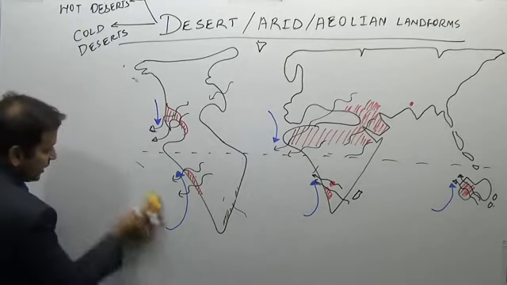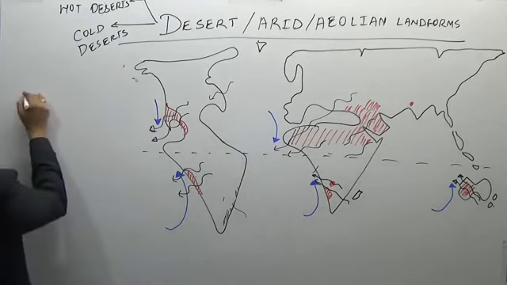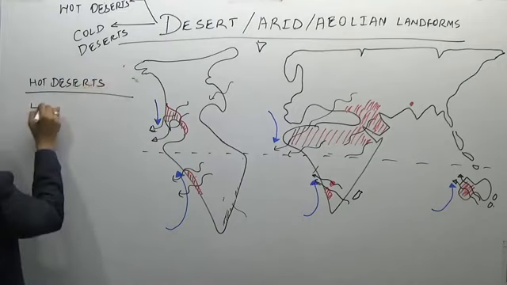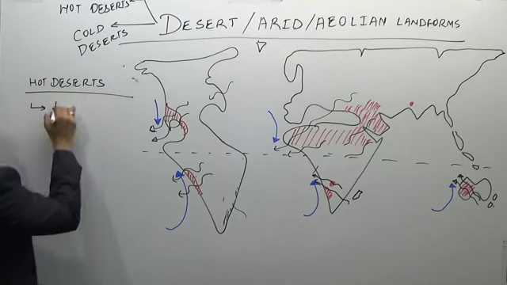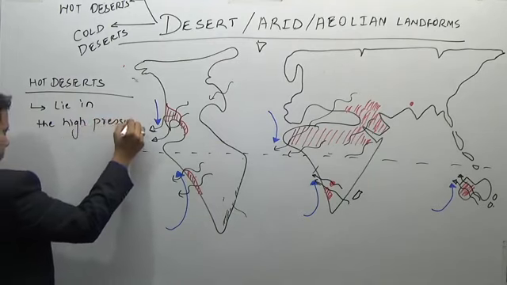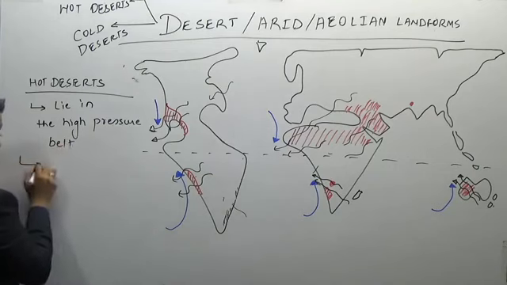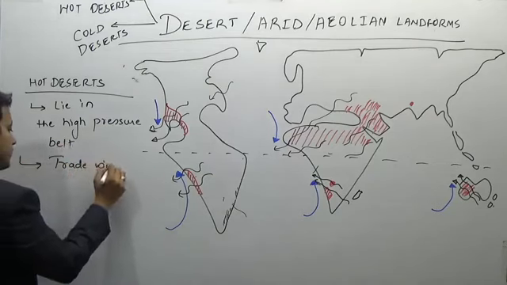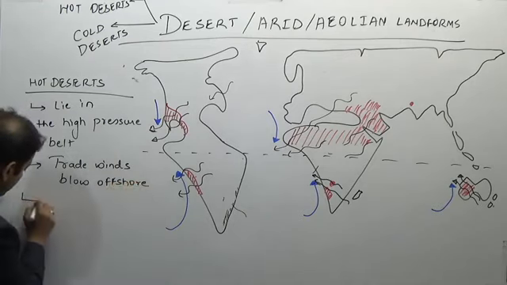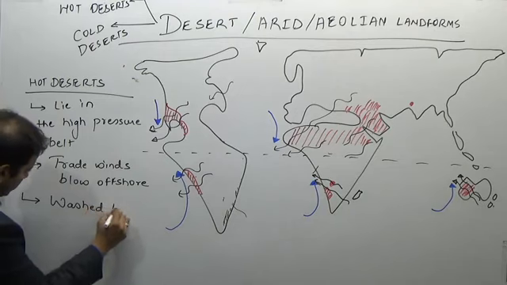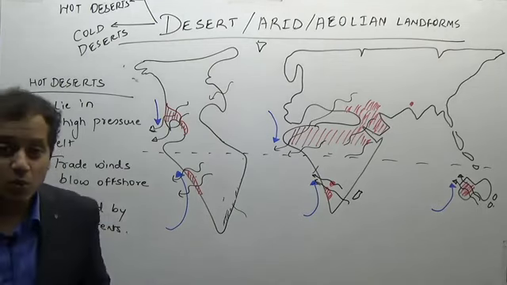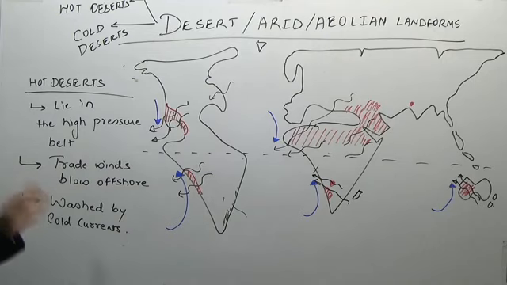They are known as trade wind deserts because they lie in the trade wind belt. So hot deserts or the trade wind deserts lie in the high pressure belt, trade winds blow offshore, and the third is they are washed by cold currents. So these are the three reasons why the deserts are located on the western side of the continents.